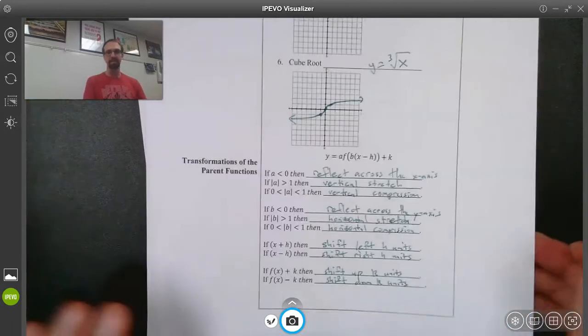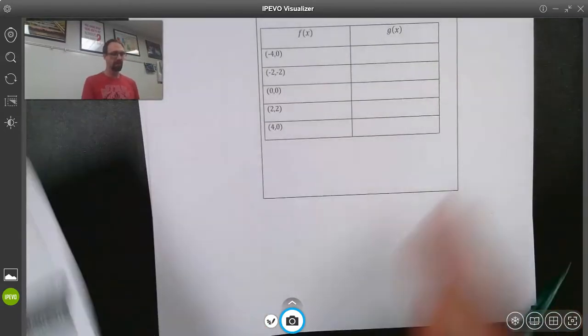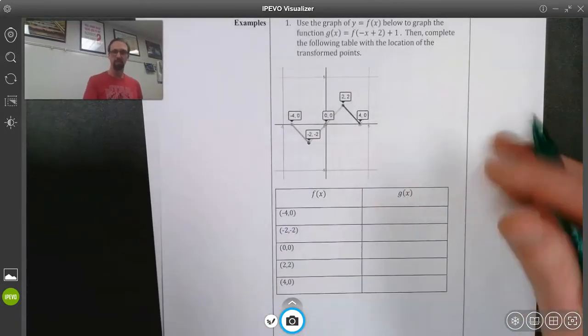So these are our basics and our transformations. Next, we're going to get into some examples on what we're doing with this.